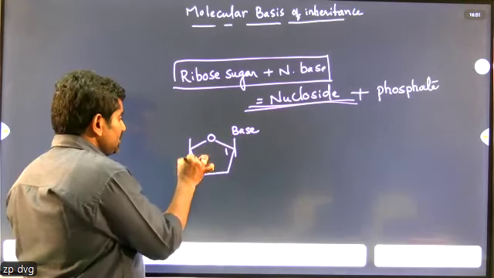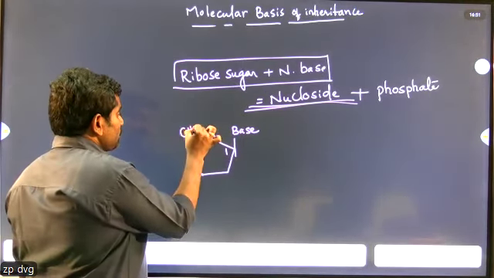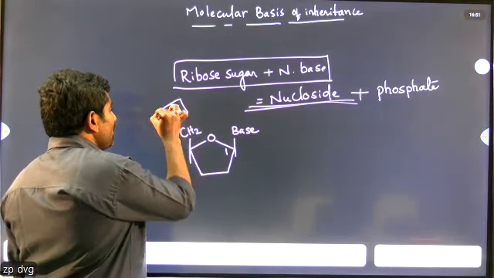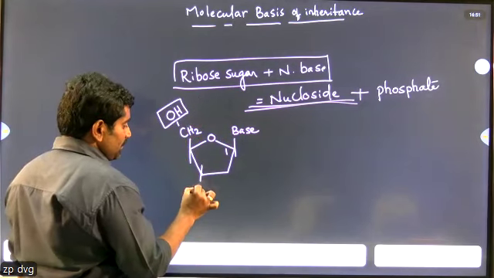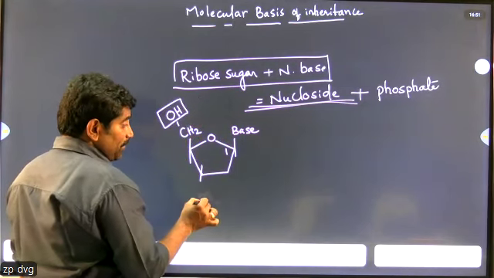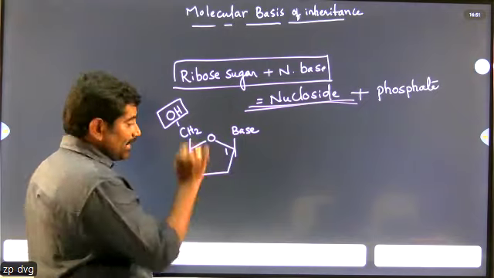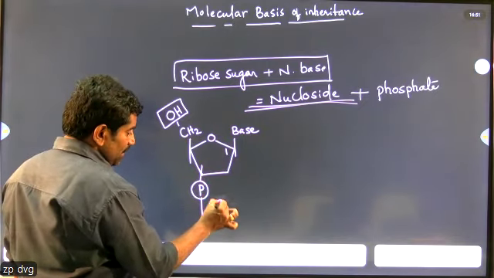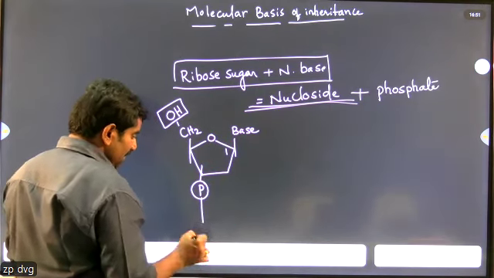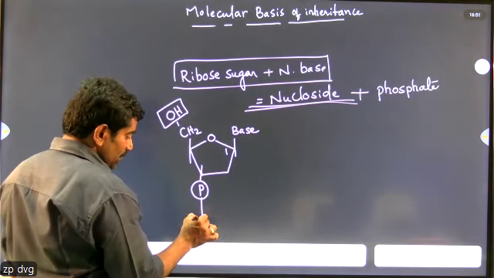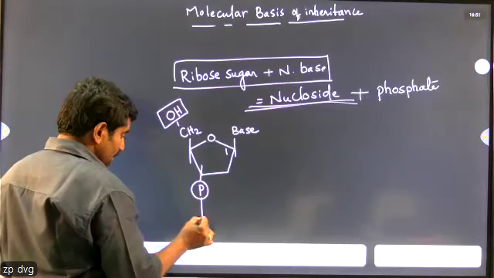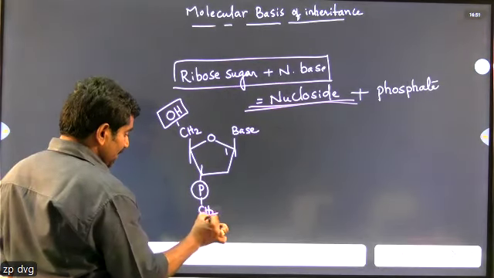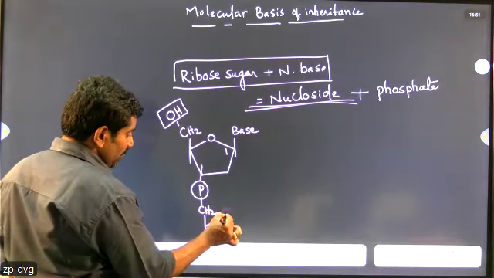And the next one, this is the fifth carbon, CH2, and here one OH is present. This OH is replaced by phosphate, or by the phosphate of another nucleotide at the 5 prime group. If another nucleotide is there, then here phosphate will be added. Otherwise, there will be no phosphate in this.